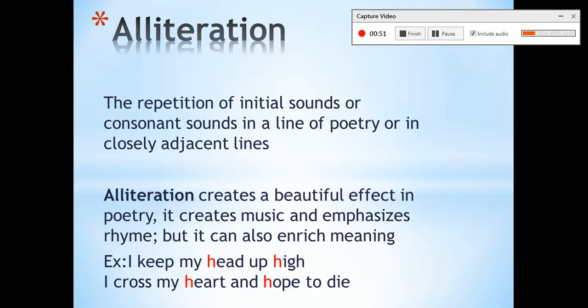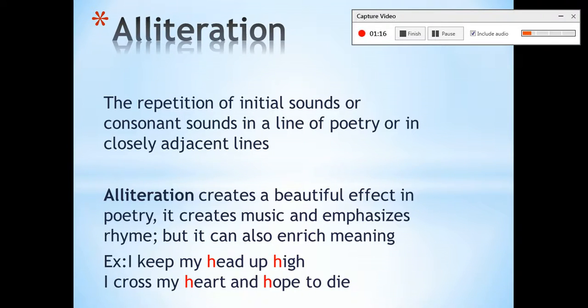So the first one you're going to write down is alliteration, and that is the repetition of initial sounds or consonant sounds in a line of poetry or in closely adjacent lines. So make sure you're writing that down. Alliteration creates a beautiful effect in poetry. It creates music and emphasizes rhyme, but it can also enrich meaning.